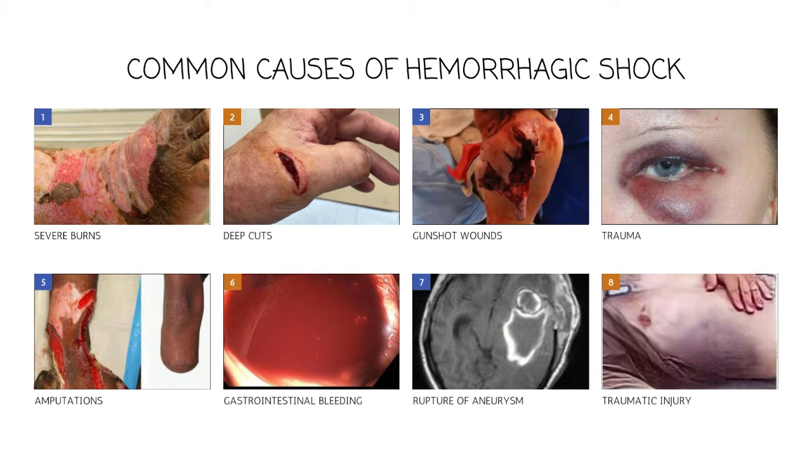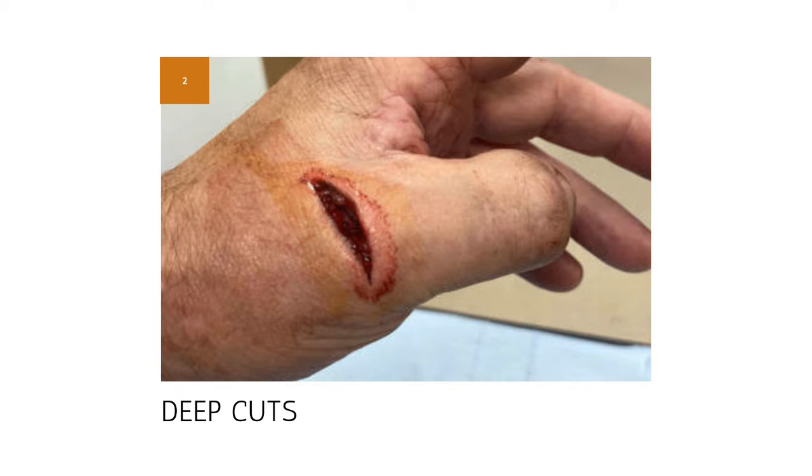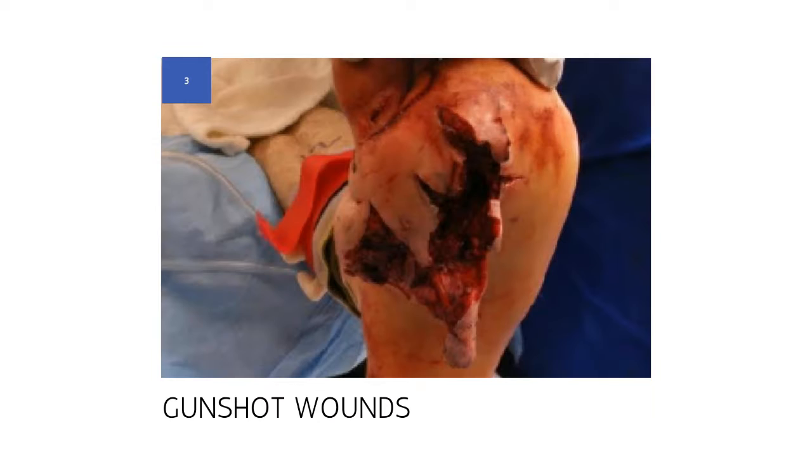Here are common causes of hemorrhagic shock. The first picture is an example of a severe burn. As you can see, a burn as severe as this leads to hypovolemia and edema. For the second picture, we have a deep cut as an example. A deep cut damages the blood vessels, thus resulting in hemorrhagic shock.